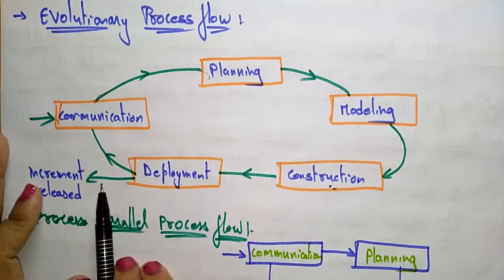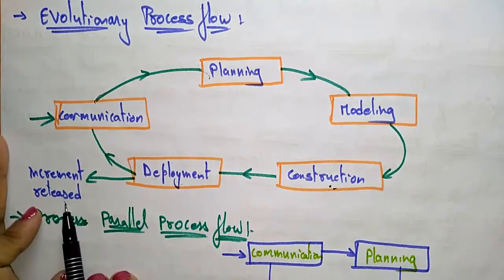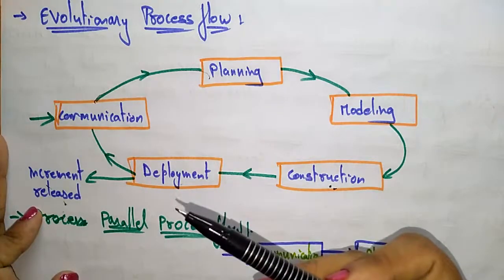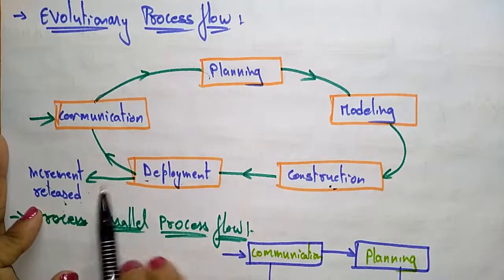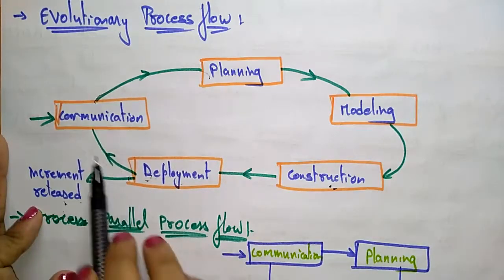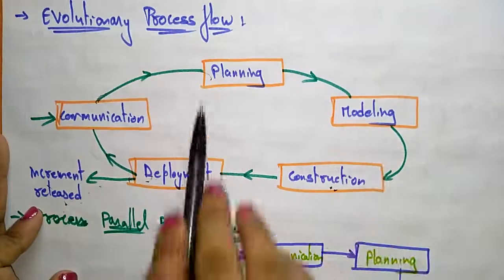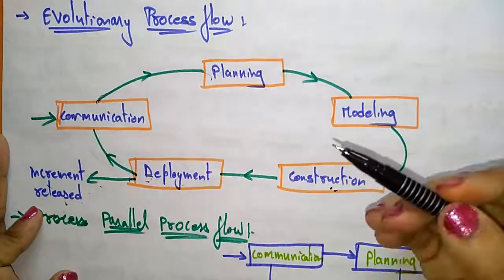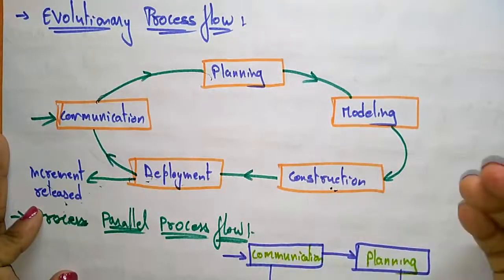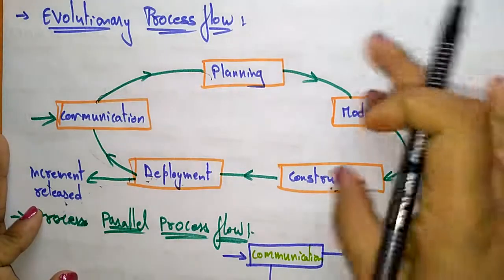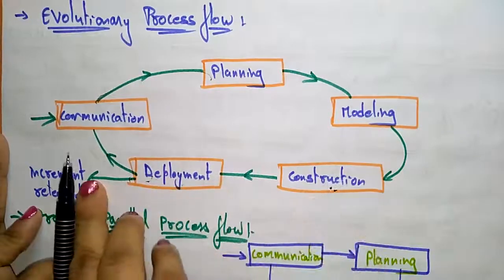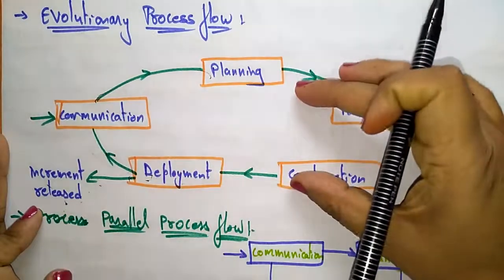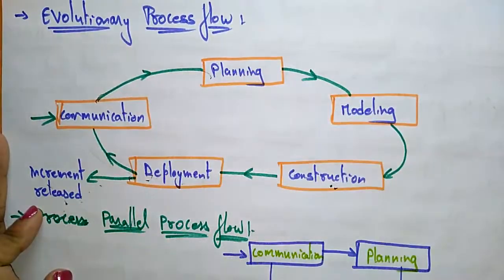Even though you deliver it to the customers, the customer is going to add more features to that product. So this becomes the increment release. Again they will communicate, and if they want to add some more modules or some more services to the project, the modifications will take place, and again it will be released. This is an increment release. You call it an evolutionary process flow.